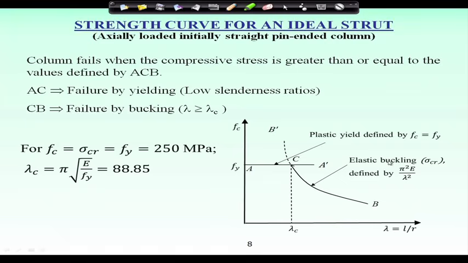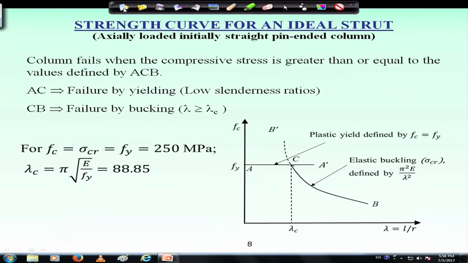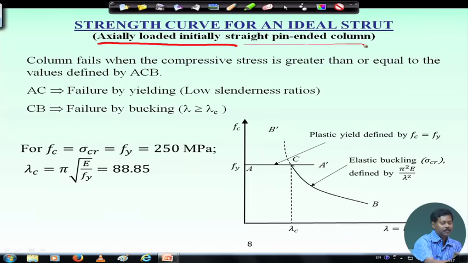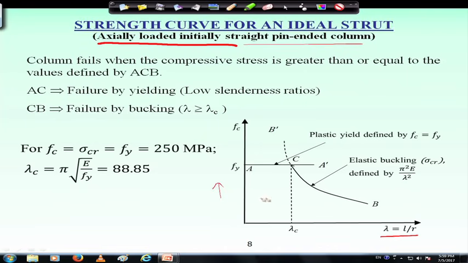Now, for an ideal strut, the strength curve of a column can be derived if the strut is axially loaded and initially straight with pin ends. It can be derived this way, where the x axis is the slenderness ratio, that is L by r, and the y axis is the compressive strength of the material. Here we see the path varies from A to C and then C to B, right. The column fails when the compressive stress is greater than or equal to the values defined by ACB.